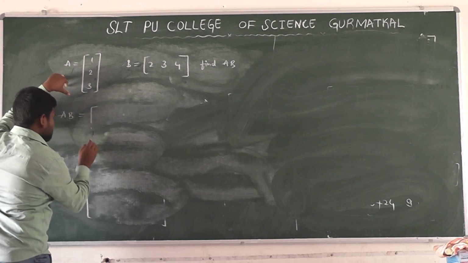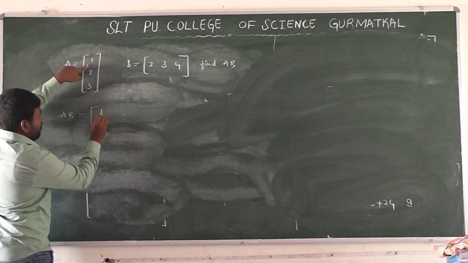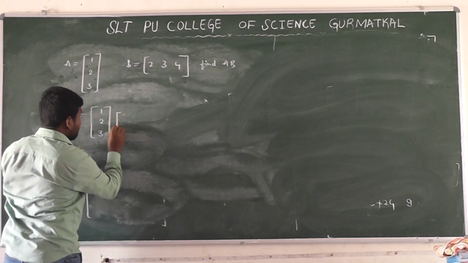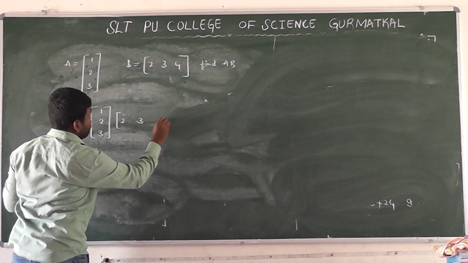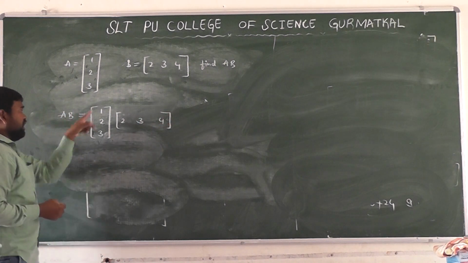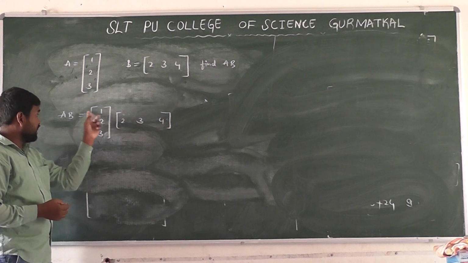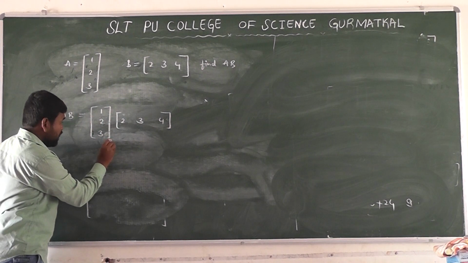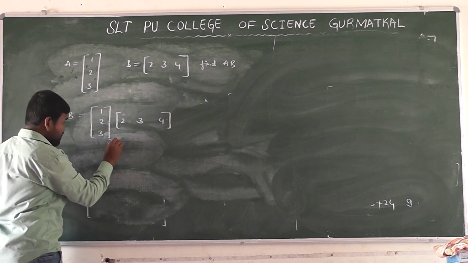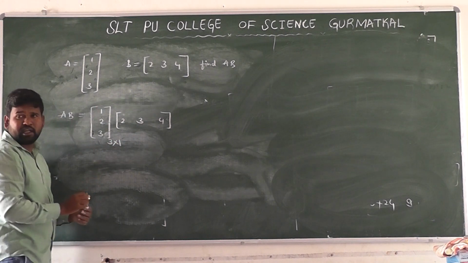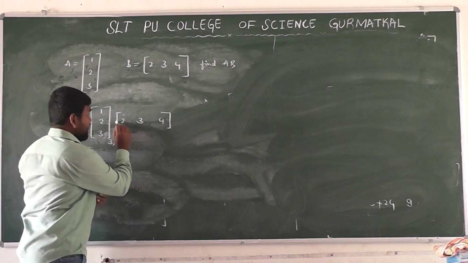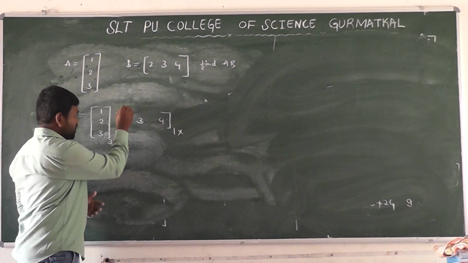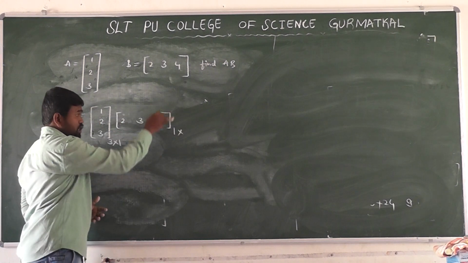What is the A matrix here? AB is equal to, the A matrix is 1 2 3, right? Into, what is the B matrix here? 2 3 4, right? Then what is the order of the matrix A? How many rows are there? This is the first row, second row, this is third. So 3 rows and 1 column. Next here, how many rows are there? 1 row. Then how many columns here? This is the first column, this is the second column, and this one is the third.